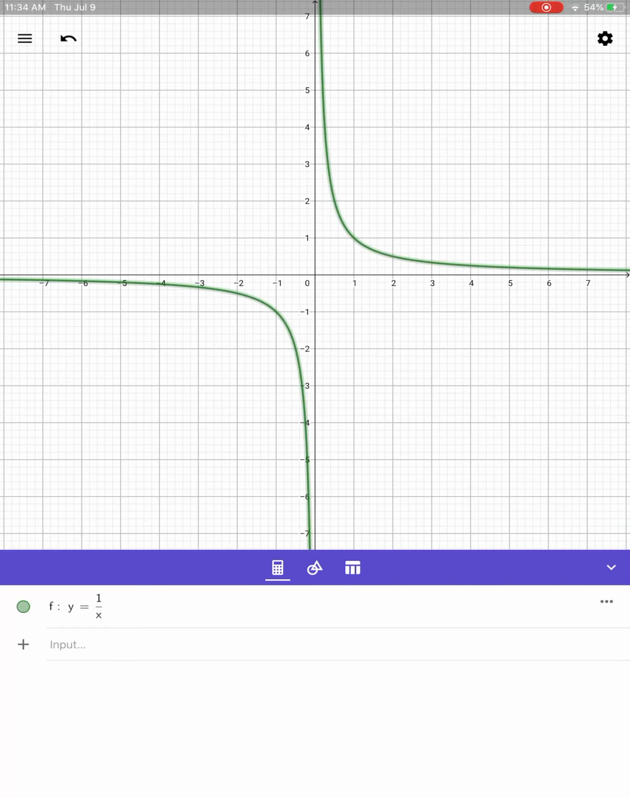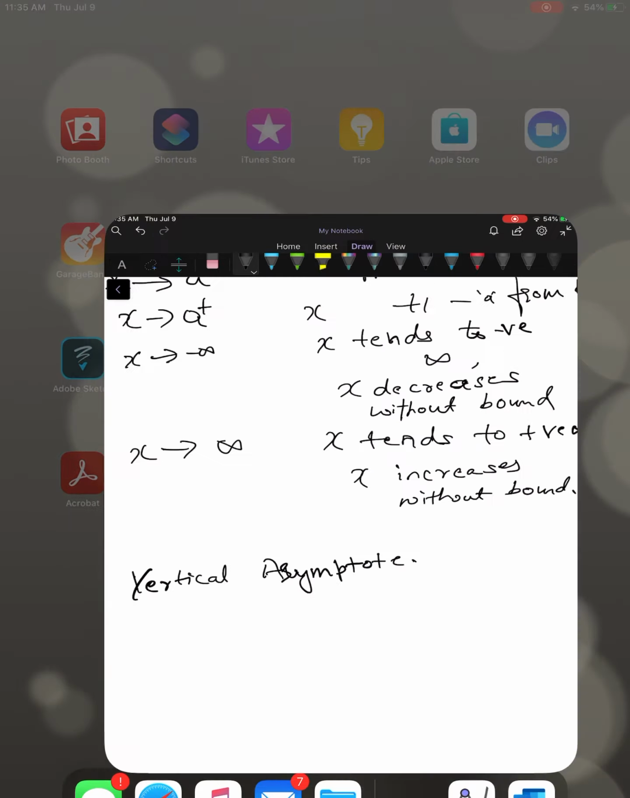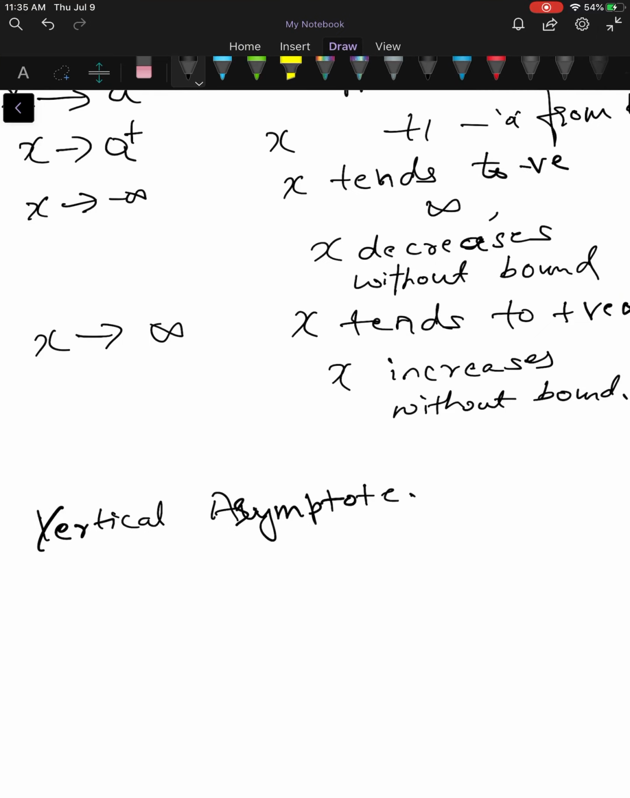And what is the horizontal asymptote? That we looked at while we were calculating the table of values. The horizontal asymptote would be the line y equal to 0, because as y approaches 0, your x value will approach positive infinity or negative infinity. We will come back to the graph after I define the vertical asymptote.